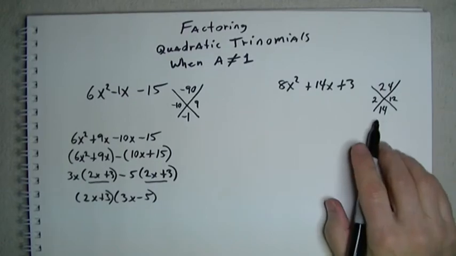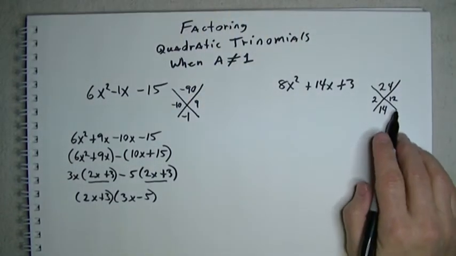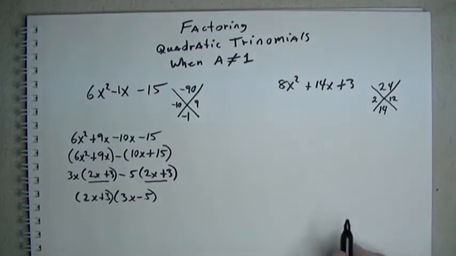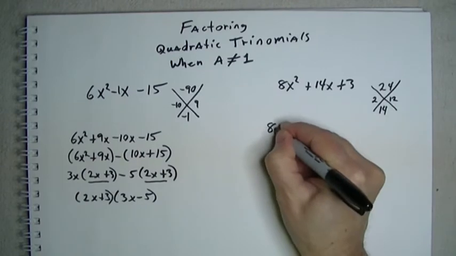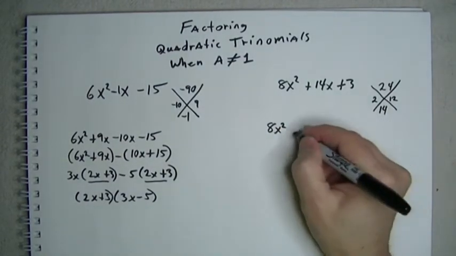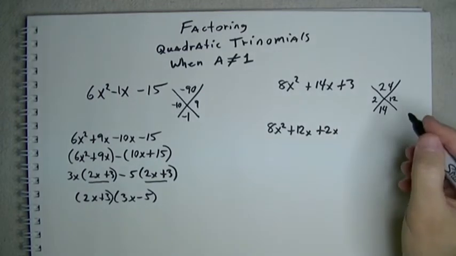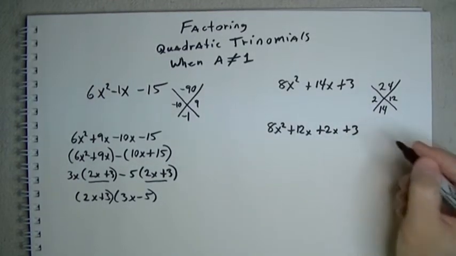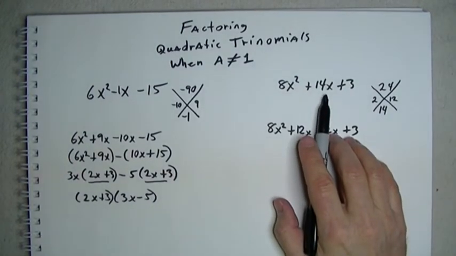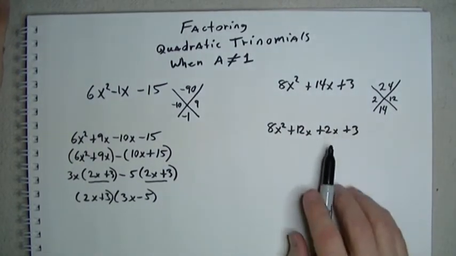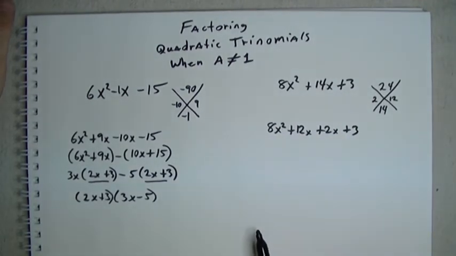So here we go. Let's go ahead and break this 14 out into a 2 and a 12, and I'm going to put the 12 with the 8 and the 2 with the 3. It doesn't really matter, I think you could do it either way, but that gives me 8x squared plus 12x plus 2x plus 3. And this works out really nice. The 12x and the 2x, of course, make 14x. And I've got my plus 3, I've got my 8x squared. And now I'm ready to group it up.